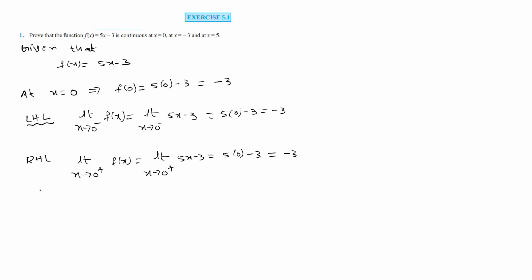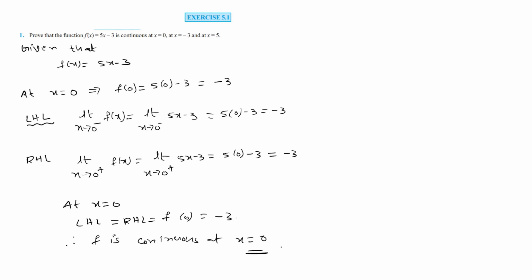So here, at x equal to 0, LHL is equal to RHL is equal to f of 0, whose value is minus 3. Therefore, f is continuous at x equal to 0 here.